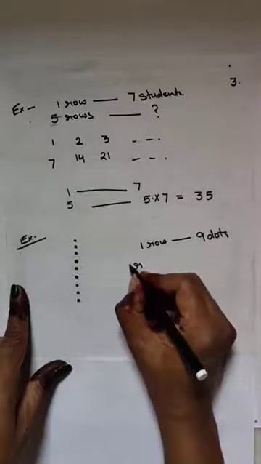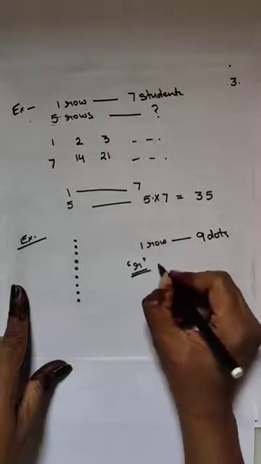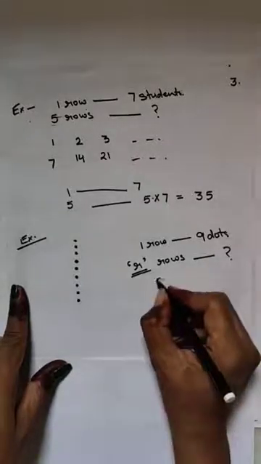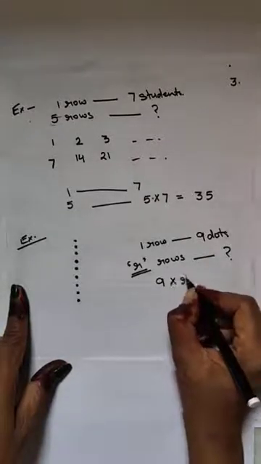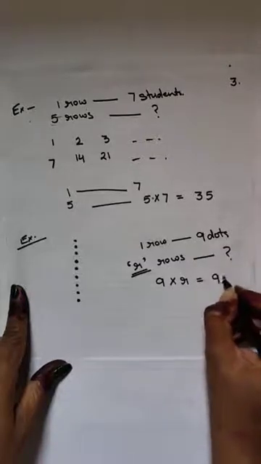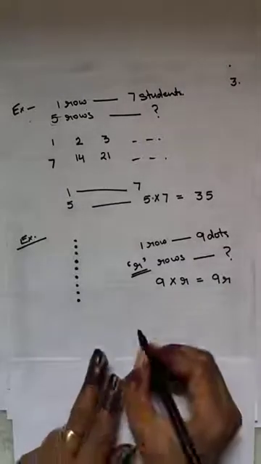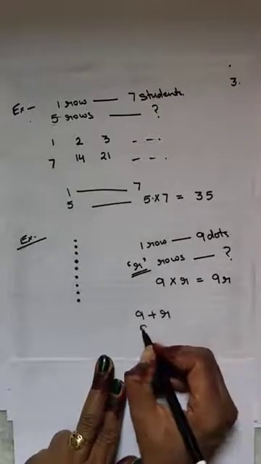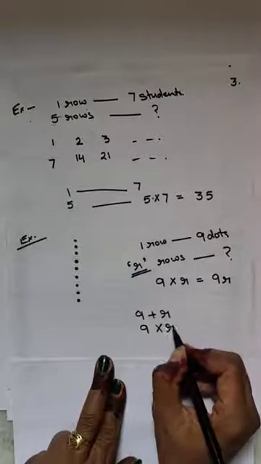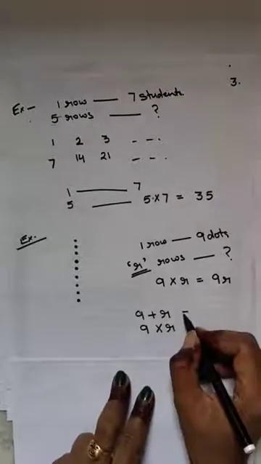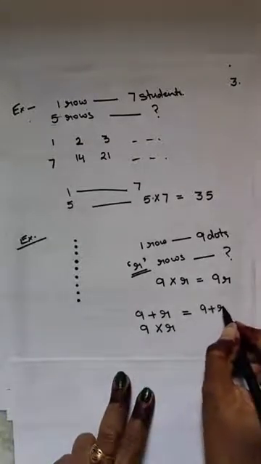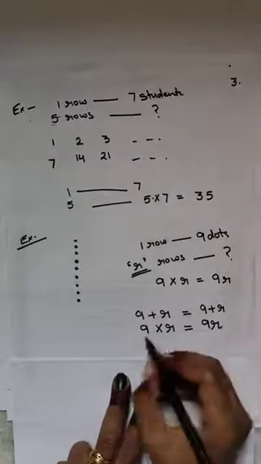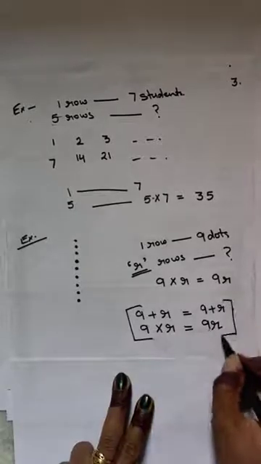Then in our number of rows, how many dots we have? It is 9 multiplied by r, 9r. Remember one thing, that 9 plus r is different from 9 multiplied by r. 9 plus r will remain 9 plus r, and 9 multiplied by r will become 9r. These two are different.